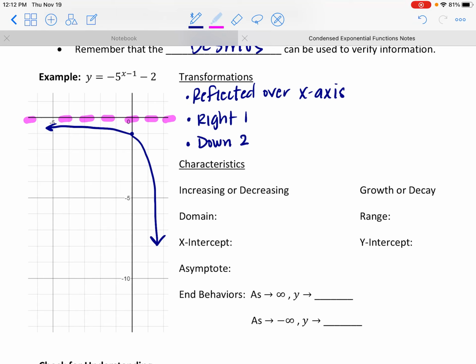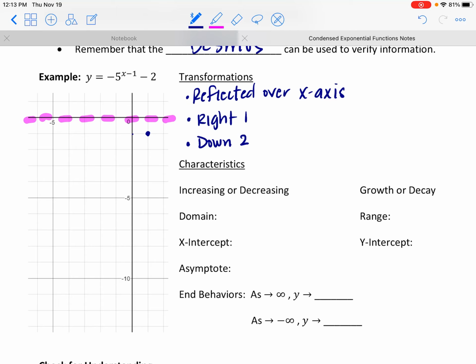Now, if we need to take that graph and make it go to the right 1, well, our horizontal asymptote's not going to shift if we go left or right, but we want to take this whole graph to the right 1. The easiest thing to take would be that point where it crosses the y-axis. So I'm going to take that point, and instead of it being here, I'm going to take it to the right 1, which would be here.